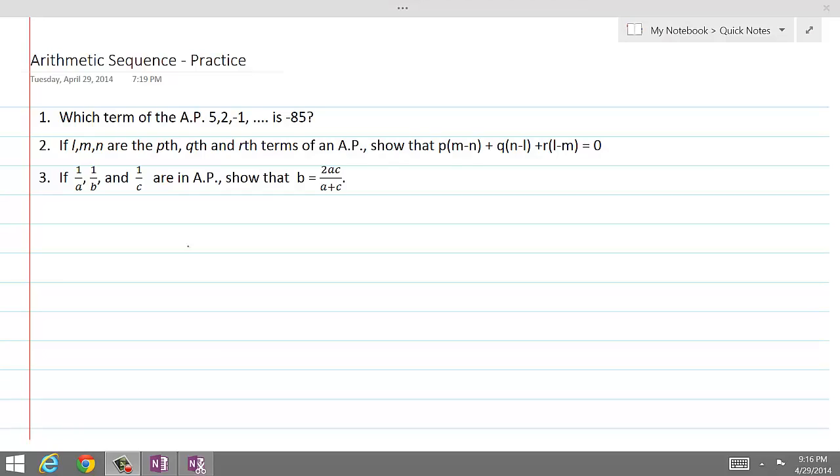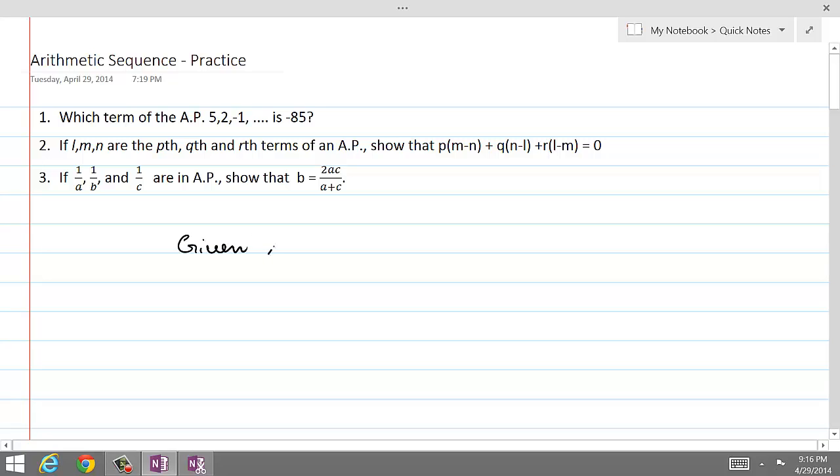In this lesson, we'll do a few more questions for better understanding of arithmetic progressions. Here we are given a sequence. The given sequence is 5, 2, -1 and so on.